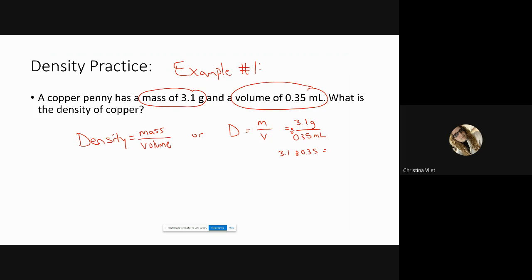3.1 has how many significant figures? 2. 0.35 has how many significant figures? So where do I round my answer to? It would be 8.9. You only write 2 significant figures, right? And 8.9 what? Grams per mL, because that's what you have here, grams over mL.